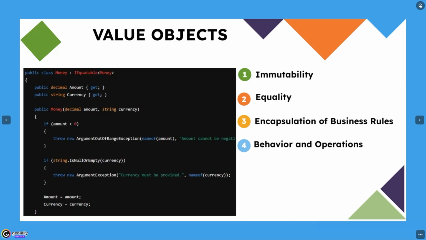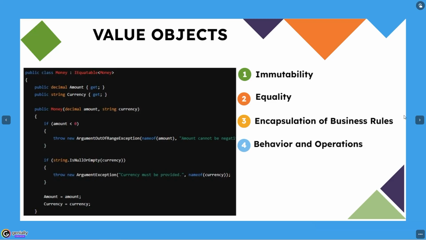The other one is encapsulation of business rules. The money value object can encapsulate business rules related to money operations, such as ensuring that arithmetic operations only occur between amounts in the same currency. The other one is behavior and operations. Value objects can have methods that define behaviors and operations related to their role in the domain, such as addition, subtraction, and comparison of monetary values.